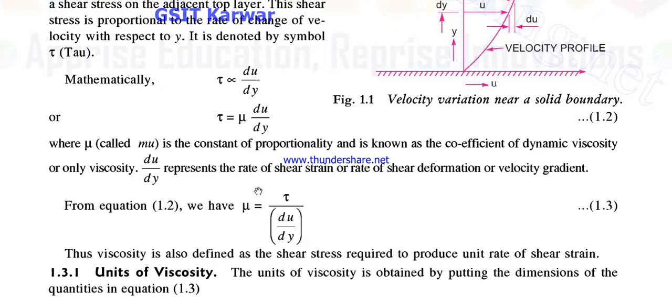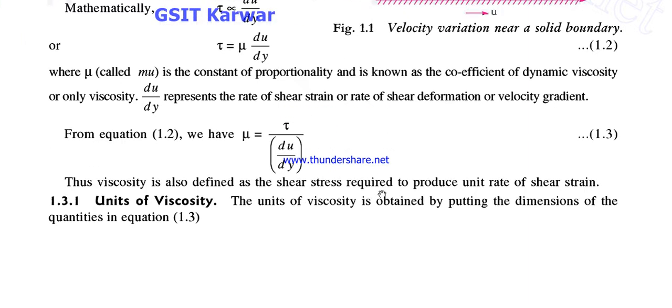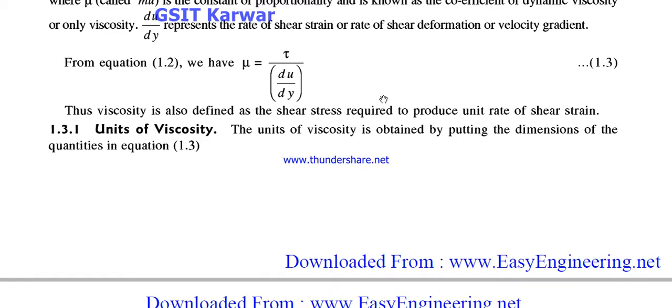From equation 1.2 we have mu equal tau by du by dy. What is the mu? Is the constant of proportionality, tau is the shear stress, and du by dy is the shear strain. Okay. Thus, viscosity is also defined as the shear stress required to produce unit rate of shear strain. In another way, we can define like this. Okay.